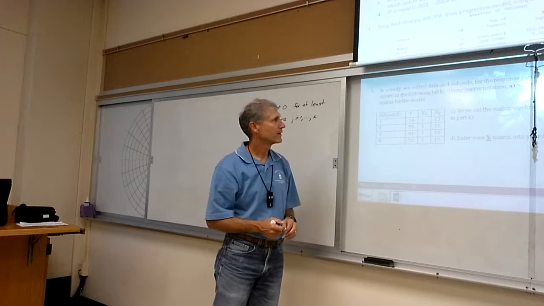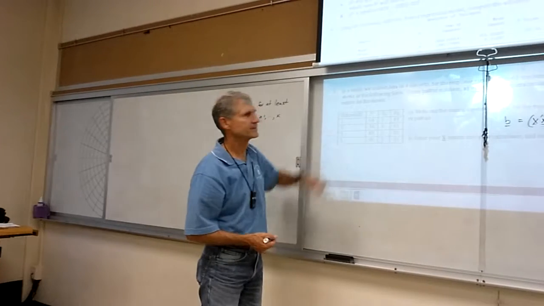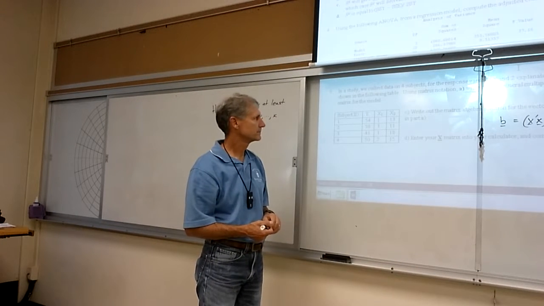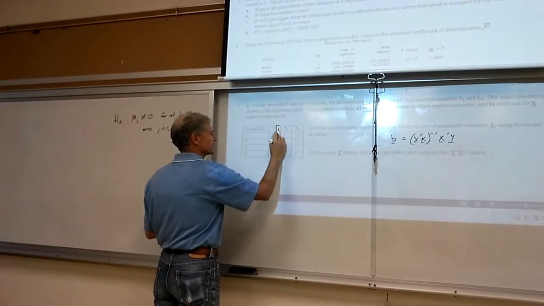For B is to write out the X matrix. Yeah. Write out the X matrix for the model. Yeah. So there'd be 4 ones, x1, x2. Yep. If you just look at the X matrix.